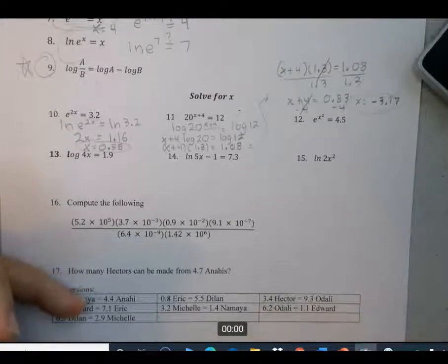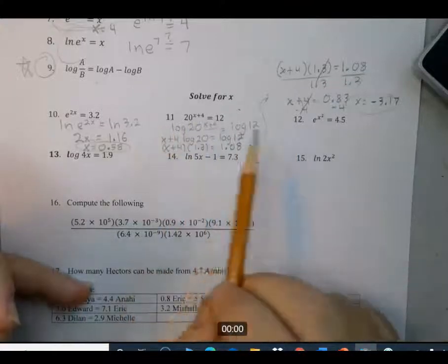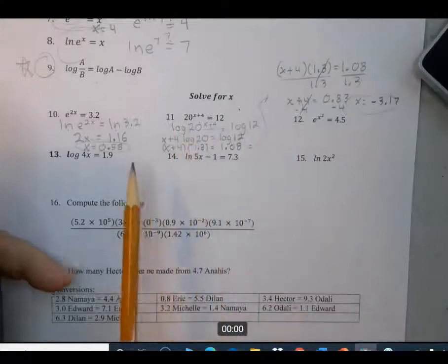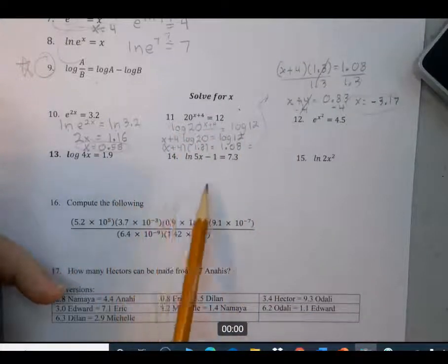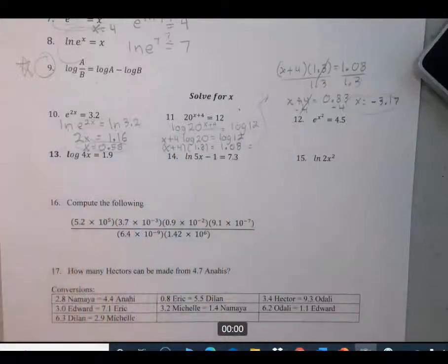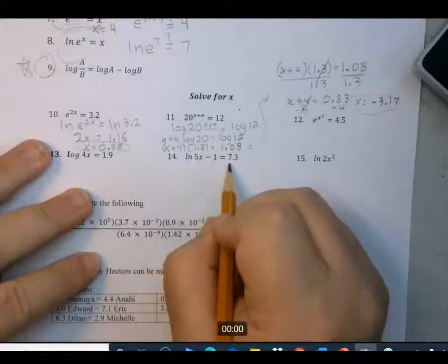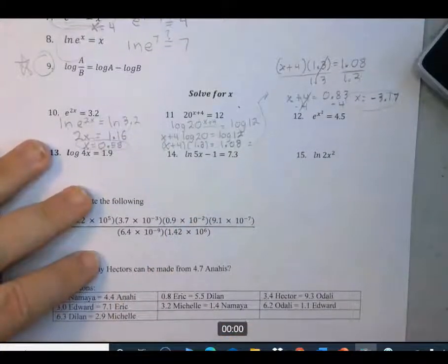Okay, I'll do one more, and I'm going to leave the rest for you. Let me find what I want to do. Okay, these up here are all, you're using a log or a natural log to produce the inverse. Now down here, you're going to have to go in the other direction. Let me do one of these for you, at least one. Okay, let's do 14. So you got ln 5x minus 1 equals 7.3. How do you deal with that?